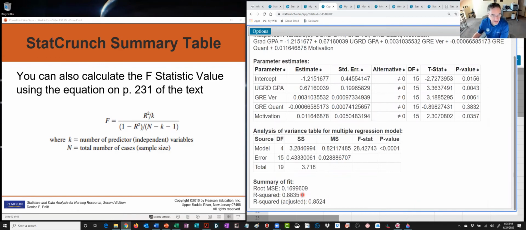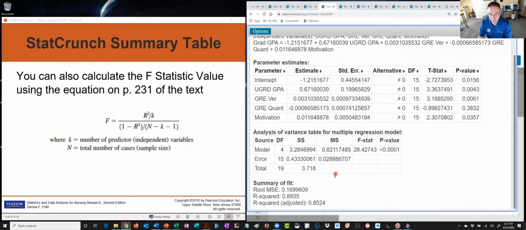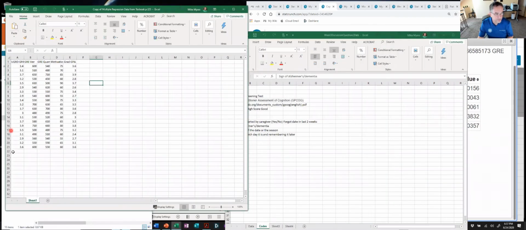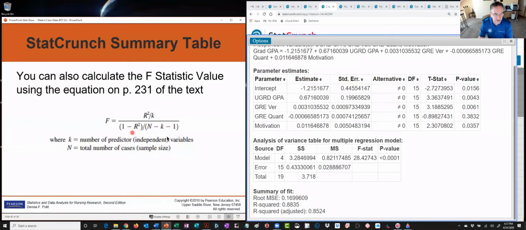0.8835 divided by n. So we had 20 students. This is for our model, but there were 20 that we looked at for the multiple regression. So n minus k minus 1 is 20 minus 4 minus 1. So this is all the math the software is doing. If you take 0.8835 divided by 4, I get 0.220875. 1 minus 0.8835 is 0.1165. I can do 20 minus 4 minus 1 is 15, right?